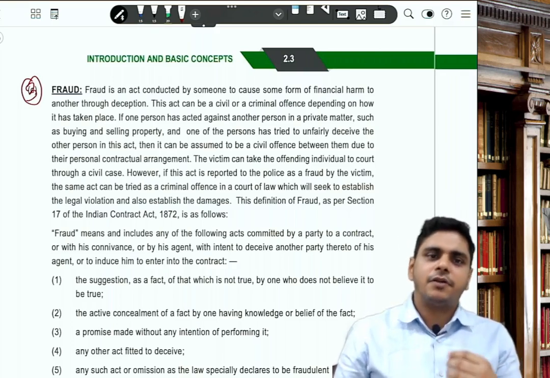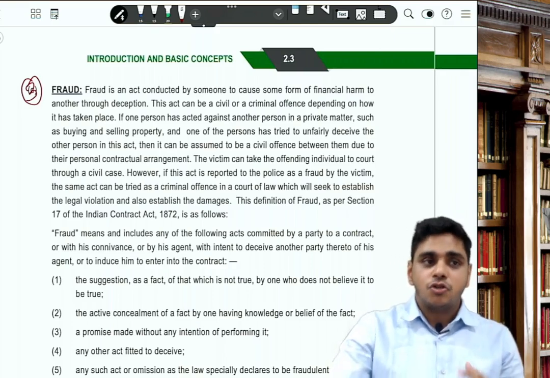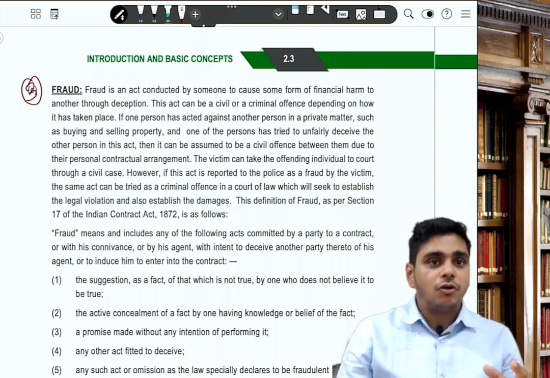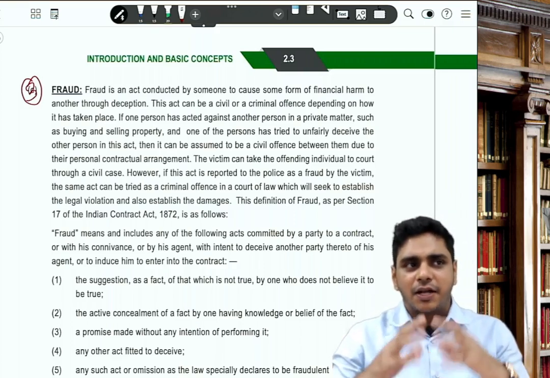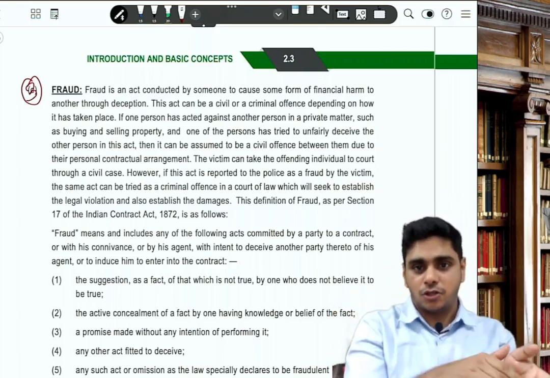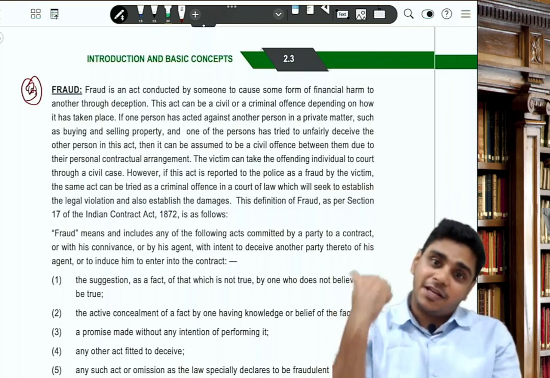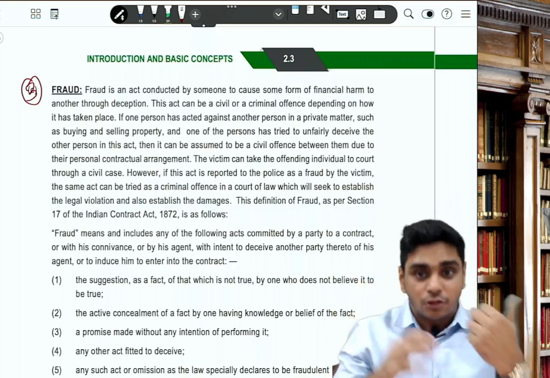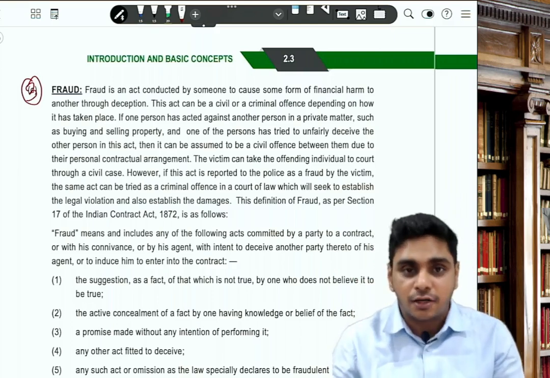Here basically we will be trying to cause harm. Sir, which harm? Financial harm. So somebody is cheating you, or doing a wrong thing, or a deceitful act, whether he is making a gain or you are suffering a loss. Because of his action he is making a gain, it is also a fraud. Because of his action you are making a loss, it is also a fraud. So here it can be a wrongful gain or a wrongful loss, it is called a fraud.